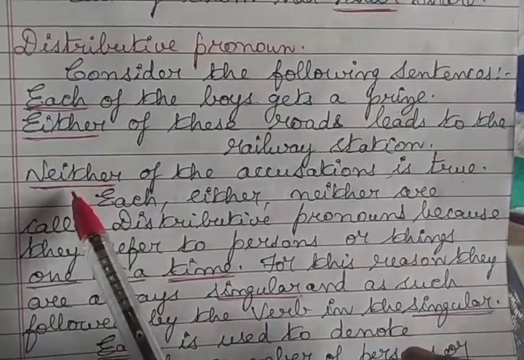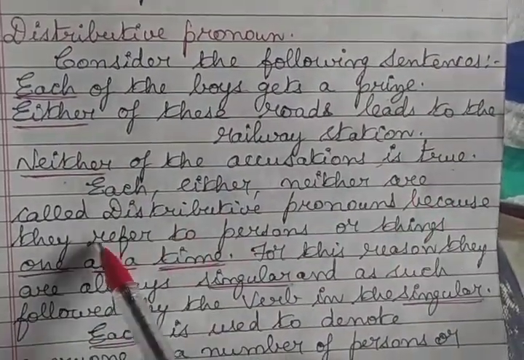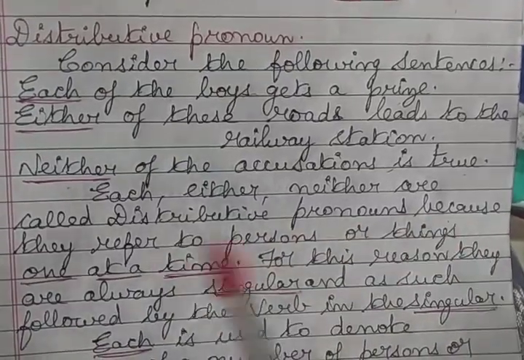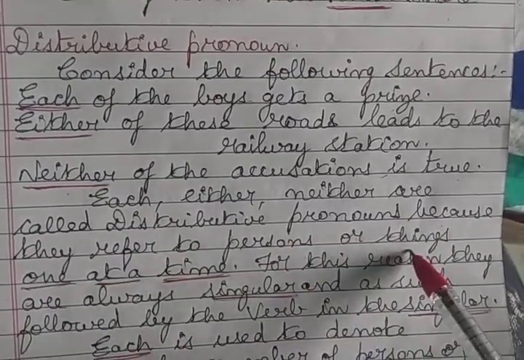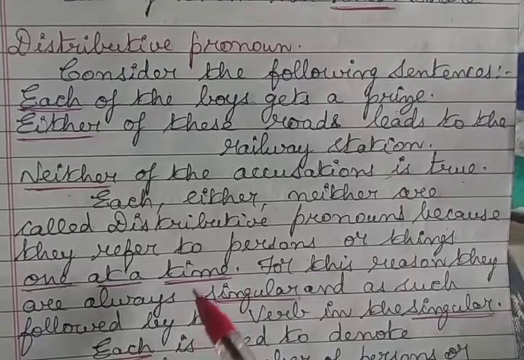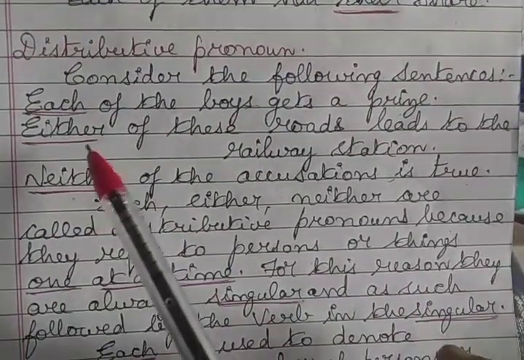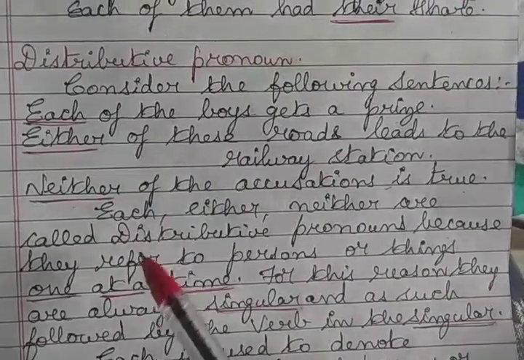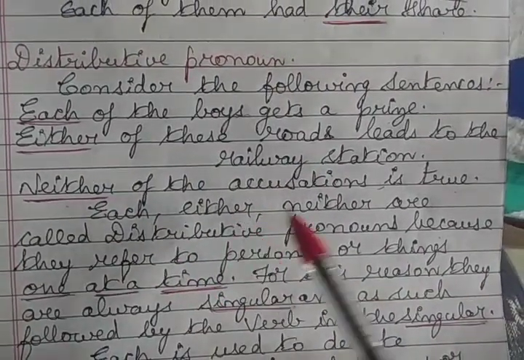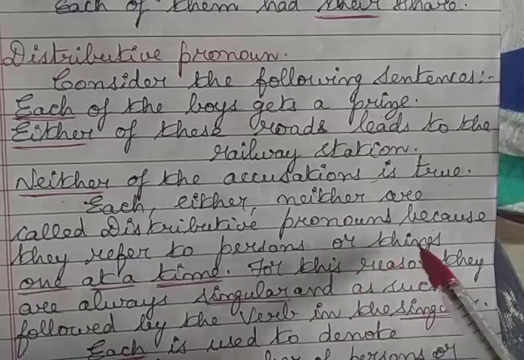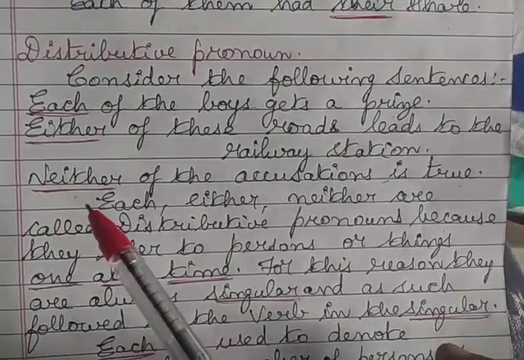Each, either, neither are called distributive pronouns because they refer to persons or things one at a time. Each of the boys, either of these roads. So it is plural, but they refer to persons or things one at a time.